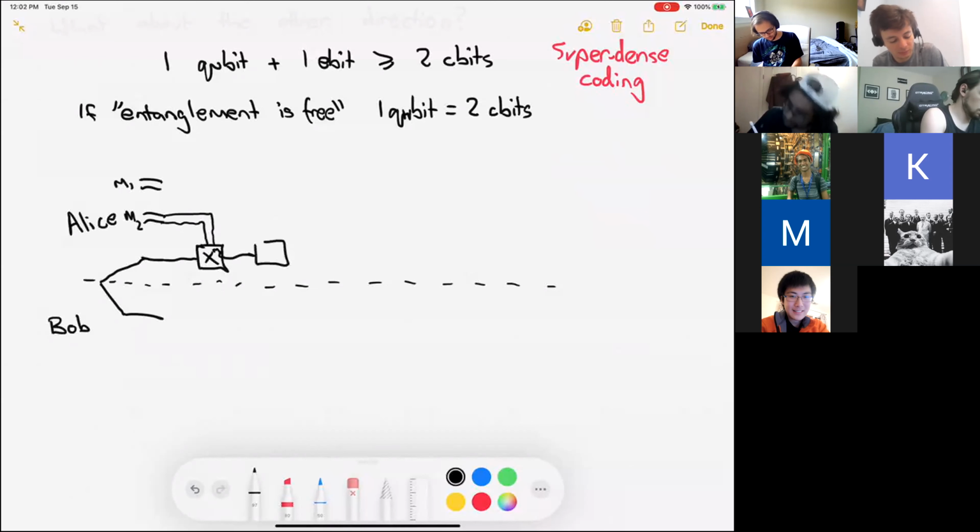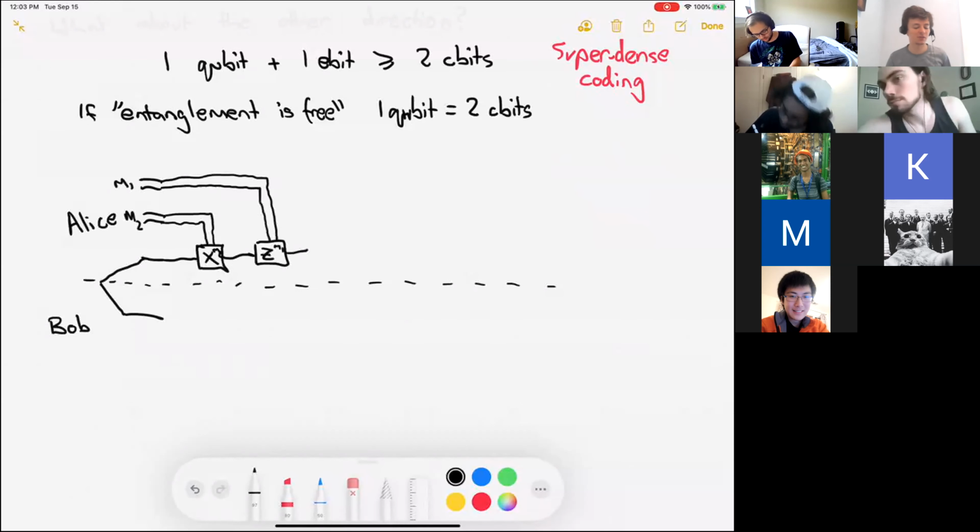And then we're going to apply Z if and only if M1 is equal to 1. Okay? Now we're going to take that half of the Bell pair and send it over to Bob. We were allowed to send 1 qubit from Alice to Bob. This is the qubit we're sending.